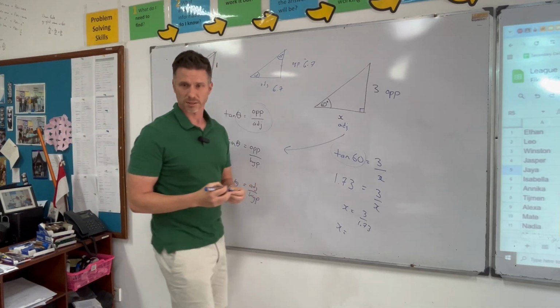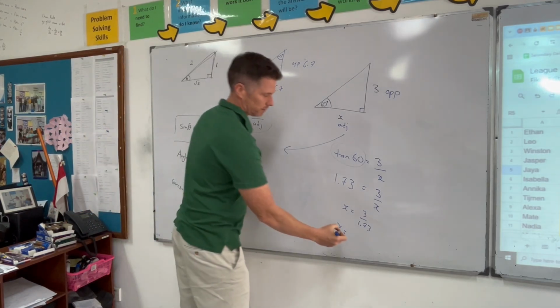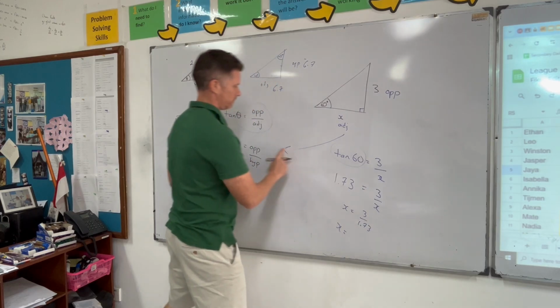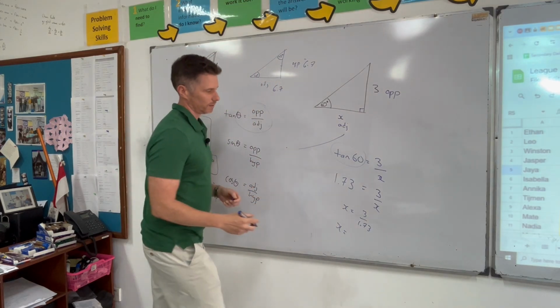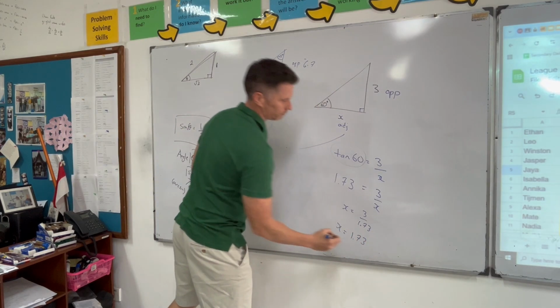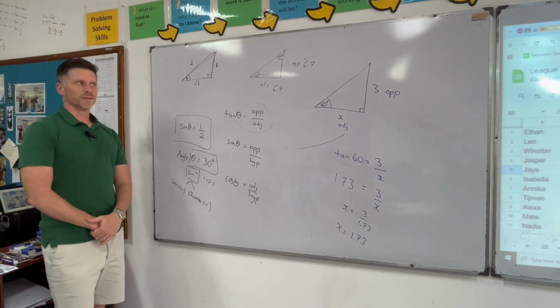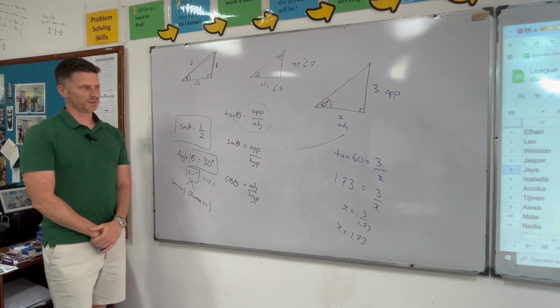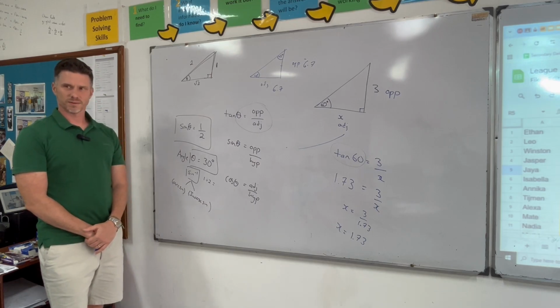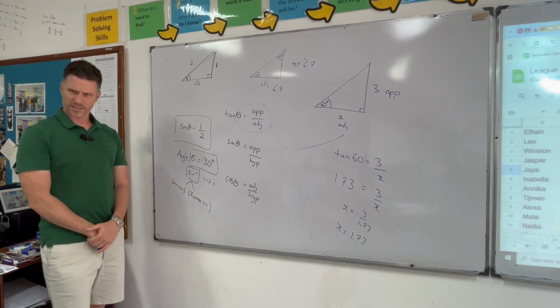I don't know what it is. What is it? 1.73. How did that work? If you do 3 divided by 1.73, it's almost like it's the square root of 3. Yeah, it's a square root.